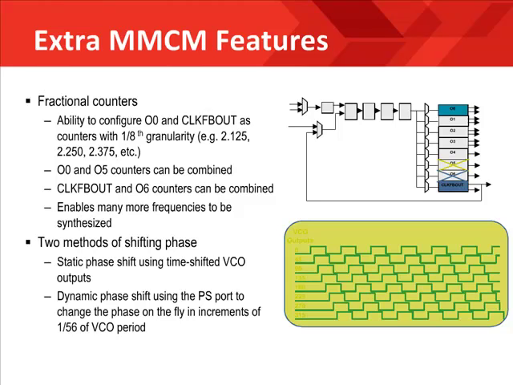There are 2 methods of phase shifting. There's a static phase shift using the time shift VCO outputs, as well as a dynamic phase shift using the phase shift or PS port to change the phase on the fly in increments of 1/56 of the VCO period. Now please note that as a division occurs, the duty cycle can vary, but the division will be correct. The static phase shift amounts can be set independently on each MMCM output. Using the dynamic phase shift port will adjust the phase shift on all MMCM outputs in addition to any static phase shift amount that is configured on each output.